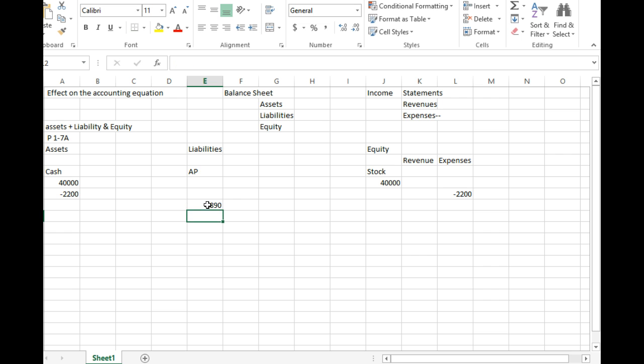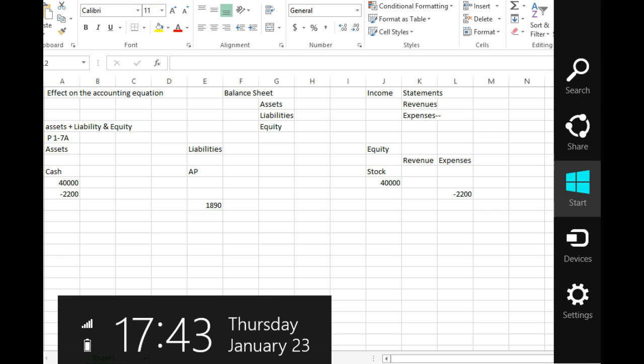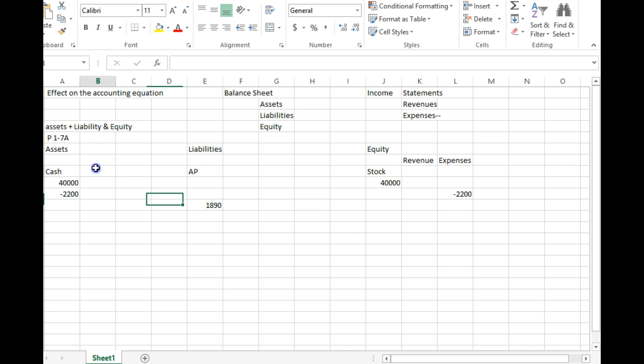Okay, and what's the other effect? Office equipment. So that's an asset. I'm just going to call it equipment. And that's going to go up or down? Okay, $1,890. Okay, that's the deal. Any questions? Okay, let's try one or two more.